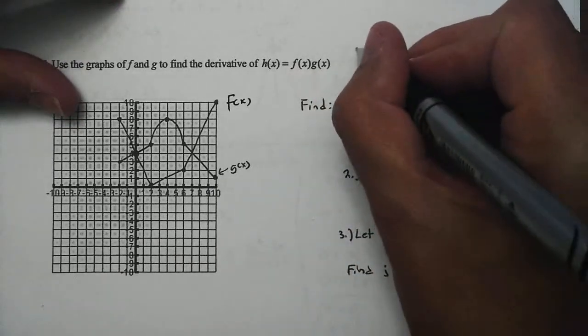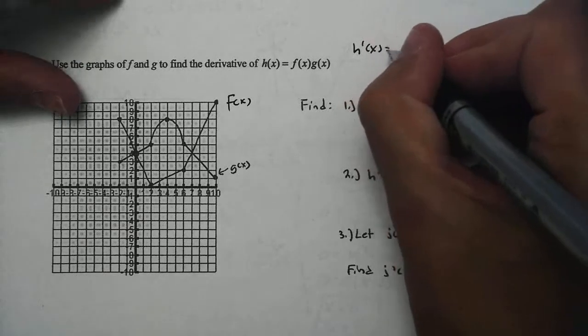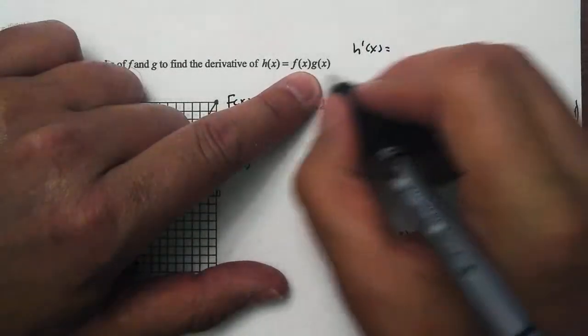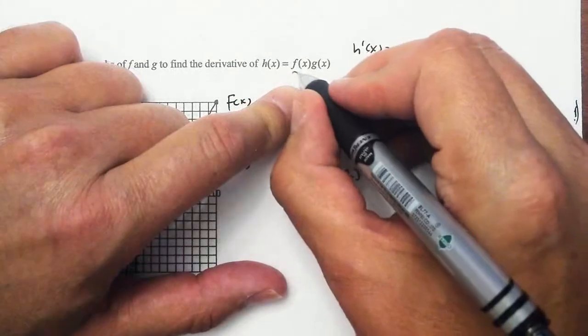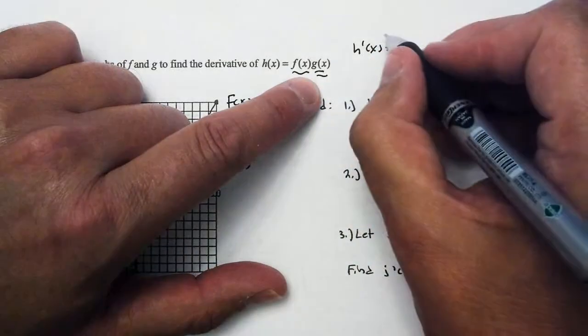Well, so the first thing we need is the derivative. And because we're multiplying, this is our product rule. Hopefully you remember the product rule. We're going to take our first function, multiply by the derivative of the second.